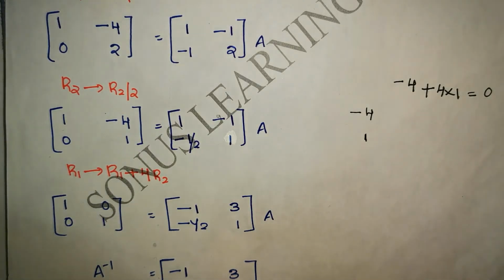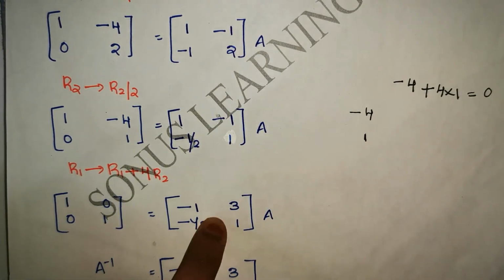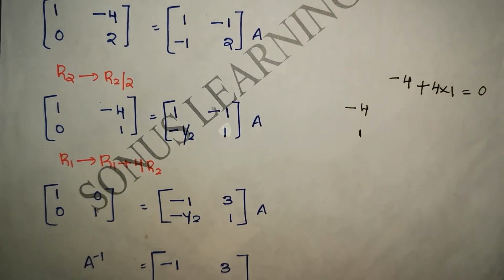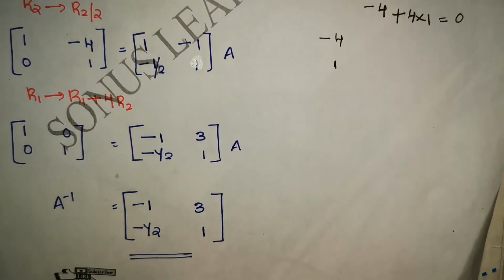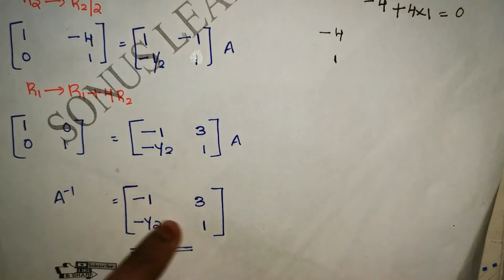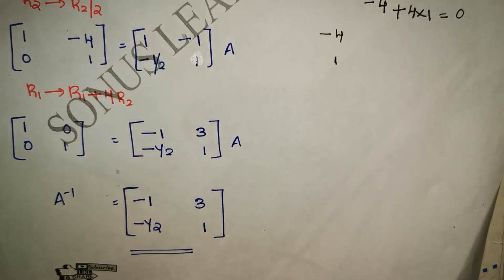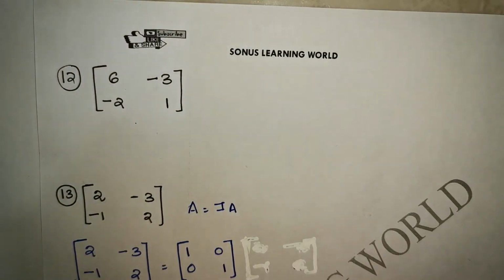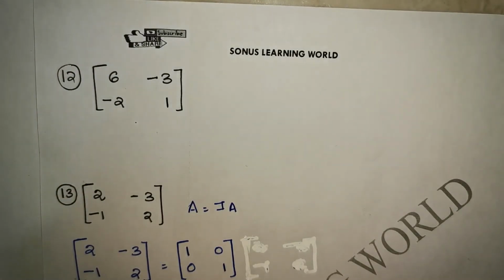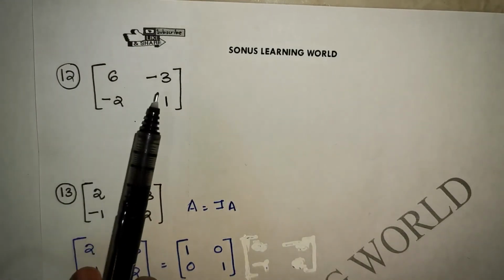So what will be A inverse? A inverse will be this matrix. Okay, so we can write A inverse is equal to minus 1, 3 and minus 1 by 2, 1. So students, let's do the next question. The next question is 6 minus 3 minus 2, 1.